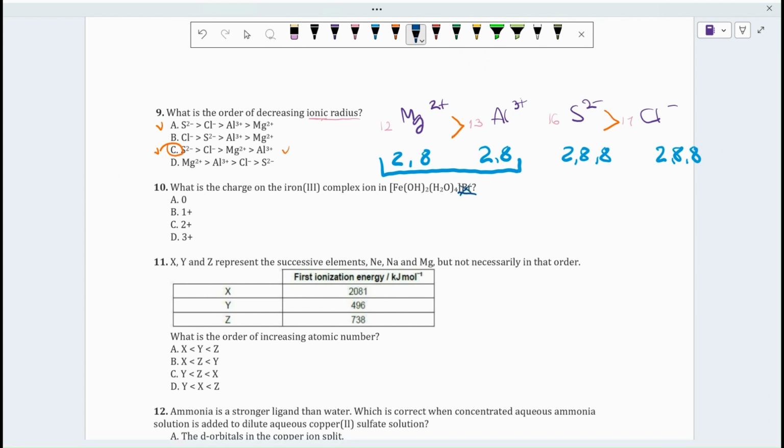So water is neutral. Cl minus, that means -1. We are told it is the iron 3 ion. So that would be 3 plus. -1 plus 3, 2. So that will be B.